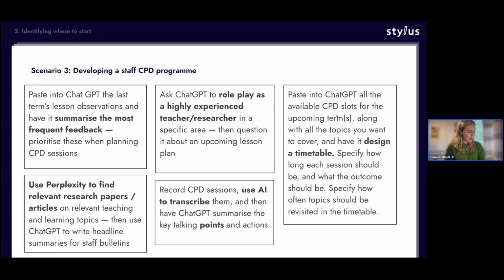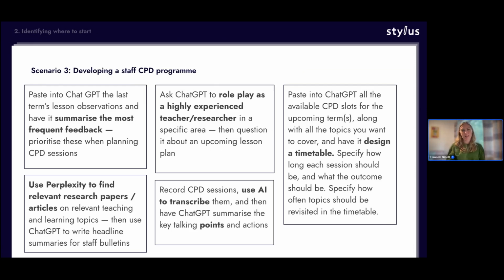And then finally, the actual practical organisation. Paste into GPT all of the available CPD slots, all of the topics you want to cover, and then ask it to design you a timetable. So you say each session is half an hour. Here's how I want the outcome to look. Here's how often I want topics to be revisited. What can you do? And it will almost certainly not be perfect first time. But again, this is where we build on the resilience we talked about in session 1. You go back, you correct your prompts, and hopefully you get something that works for you.